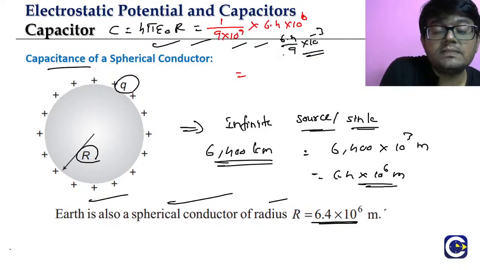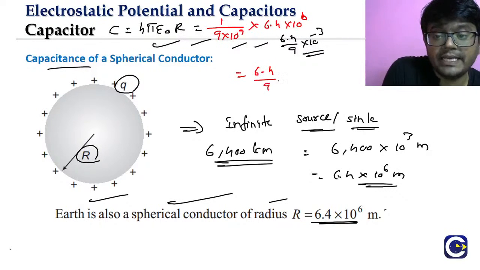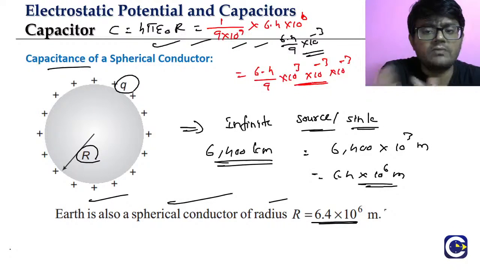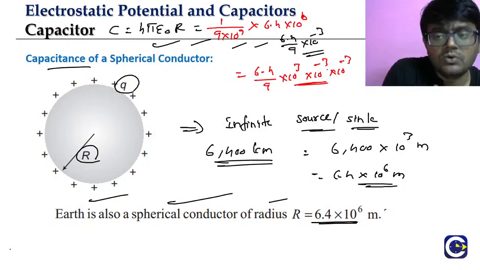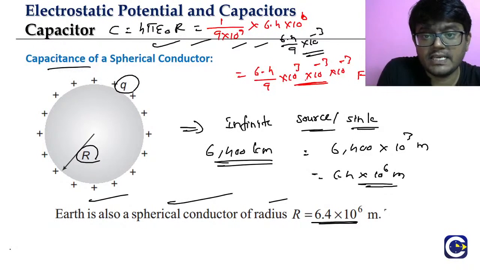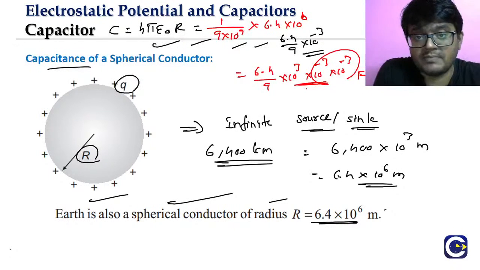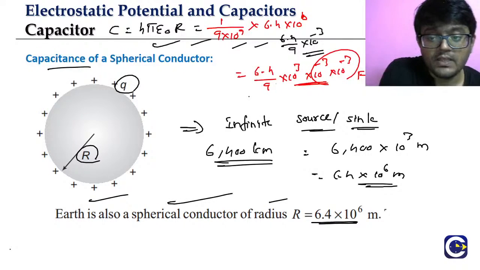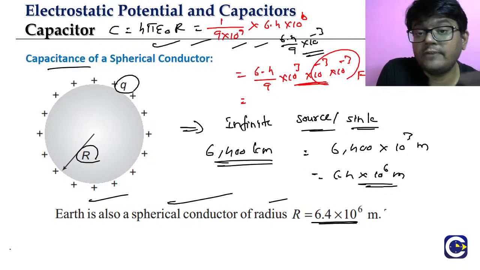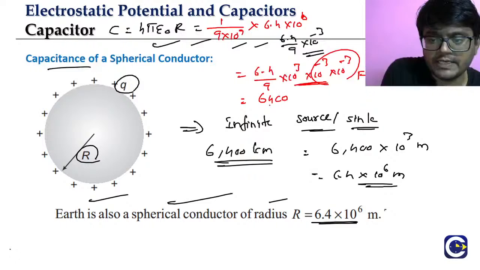So this is 6.4 by 9 into 10 power 3, into 10 power minus 9. Now we are trying to convert the value in terms of microfarad. This value is coming in terms of farad, because we are taking everything in the SI system. 10 power minus 3 into 10 power minus 3 means 10 power minus 6, that is micro. So the remaining term is 6.4 into 10 power 3, which is 6400 by 9 microfarad.